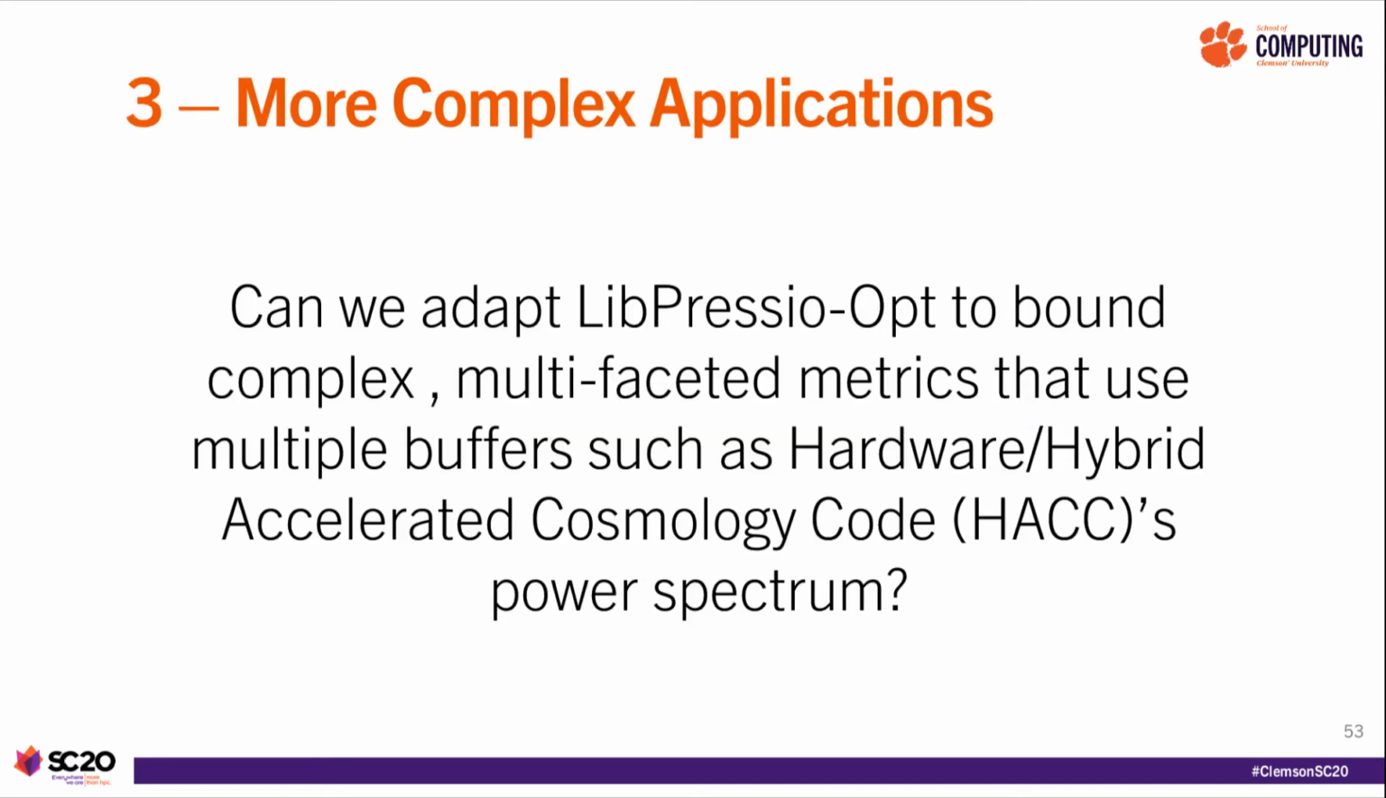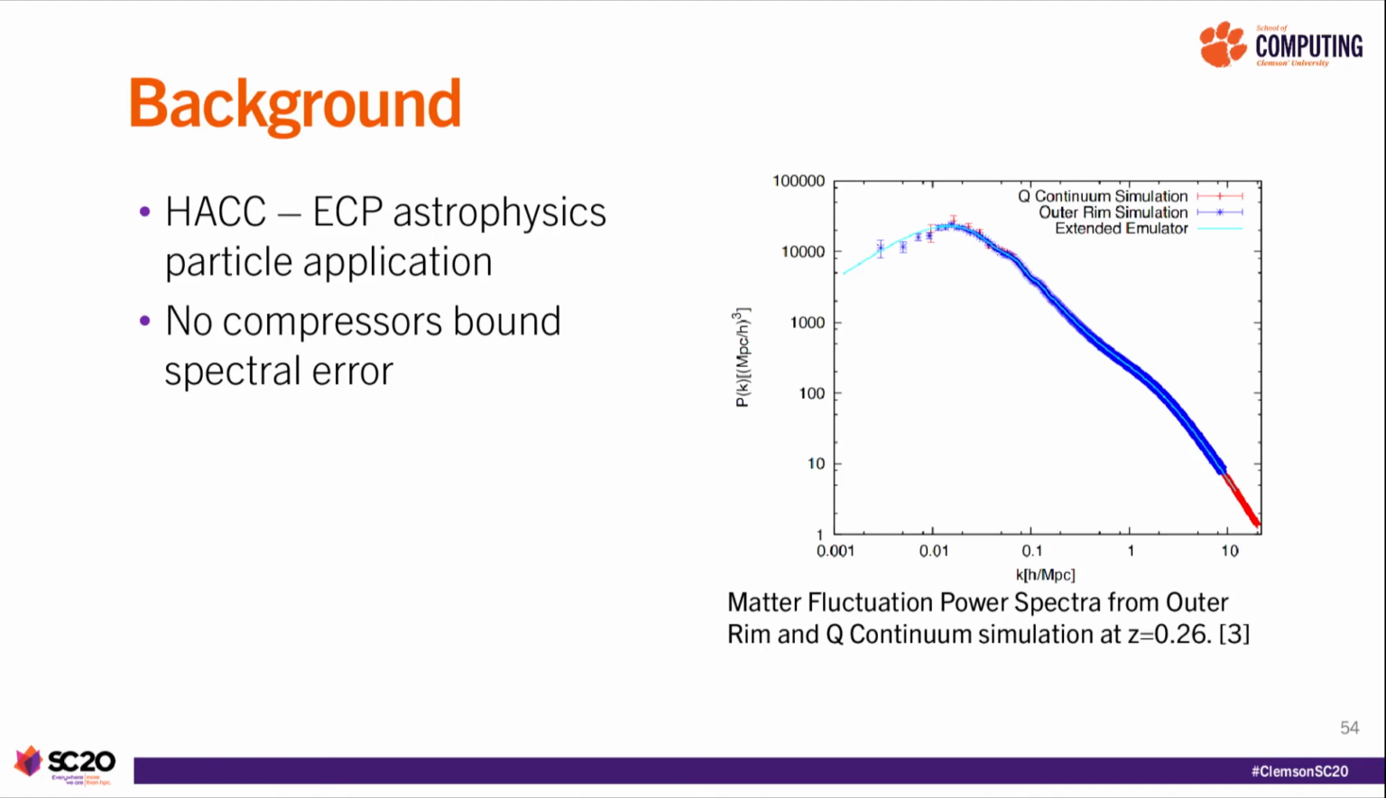The question we aim to ask here is, can LibPressio-Opt be used to bound complex, multifaceted user metrics, such as those used in the Hardware Hybrid Accelerated Cosmology Code, or HACC for short, specifically the power spectrum that's used within that application? For those unaware, HACC is an ECP astrophysics particle application. It simulates the state of the early universe. One of the metrics that the users are interested in in HACC is the power spectra. An example of this visualized is seen on the right.